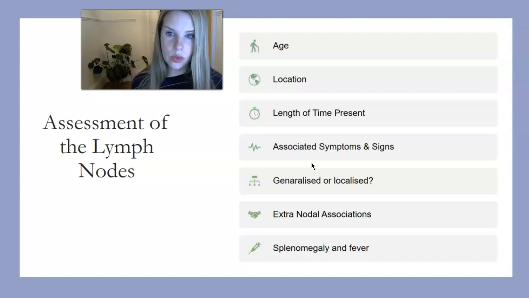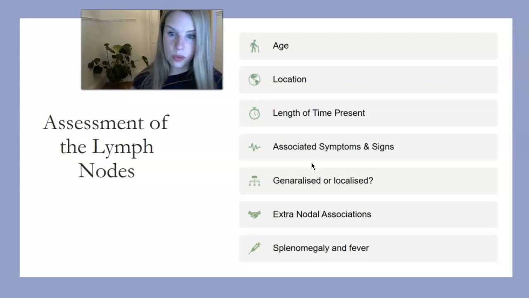Okay, so this is a little, is that called an acronym or mnemonic? Sorry, I can't remember what it's called there. So it's called AGES. If you try and remember this, it takes into consideration the age, location, the length of time, any associated symptoms, whether or not it's generalized or localized, extranodal associations, and whether or not there's splenomegaly.